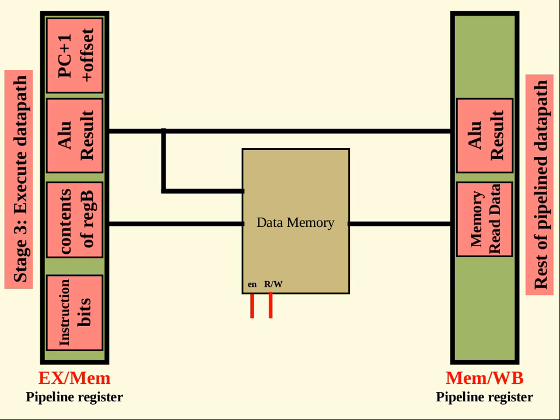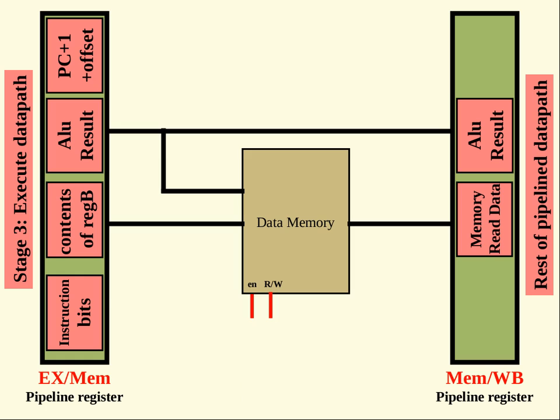Well, if it's a load, then you take the ALU result, read that memory, and then the memory read comes out there. If it's a store, then you need to send the ALU result, which tells you the address you're storing the contents of register B into. All right. What else are we missing?